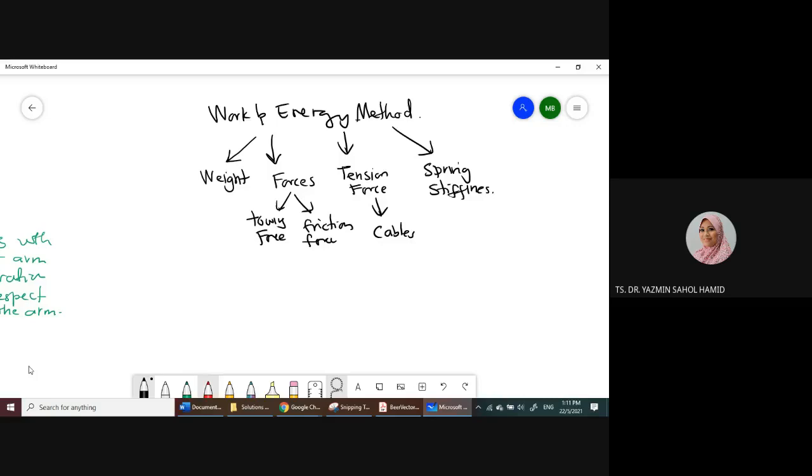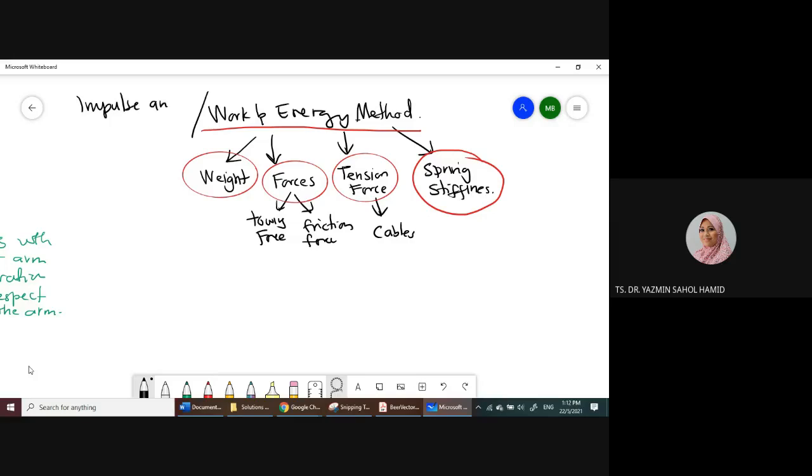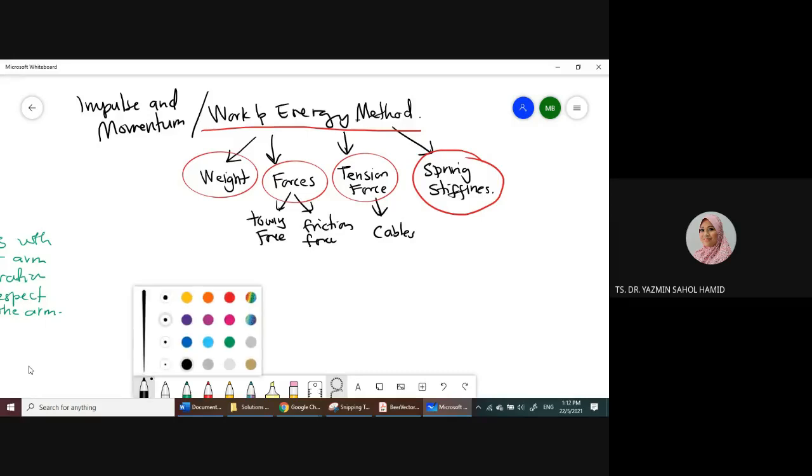There are a lot of examples that have a combination of all these things, which you need to look at and practice. It's not only for the work energy method, it's also for impulse and momentum. It's the same thing. I don't want you to rely on just the example I do on weight and friction force, and then if there is a tension force in the cable or a spring, you don't know how to do it.